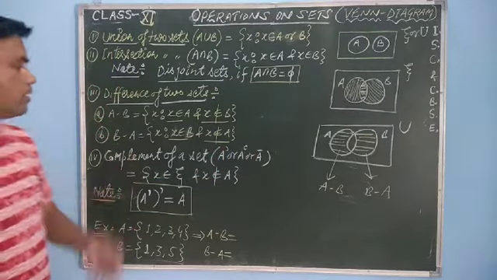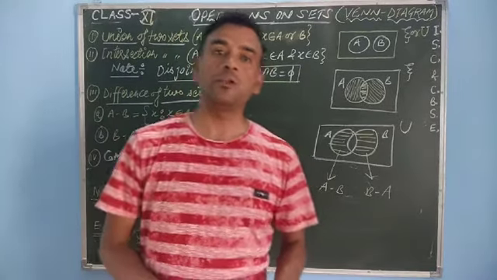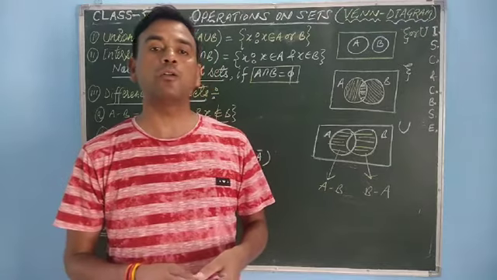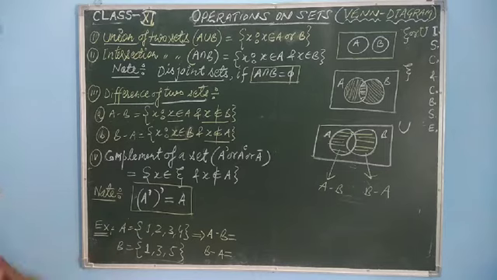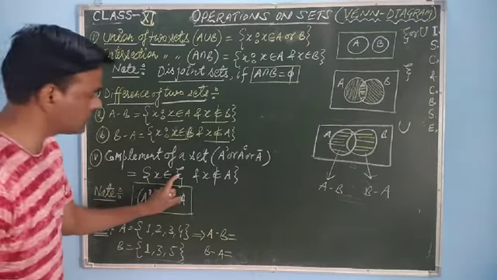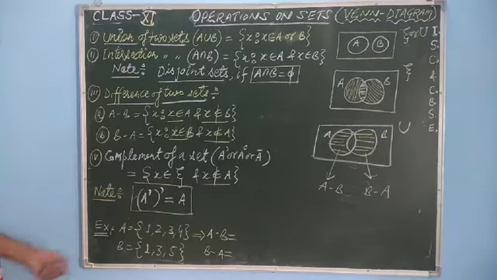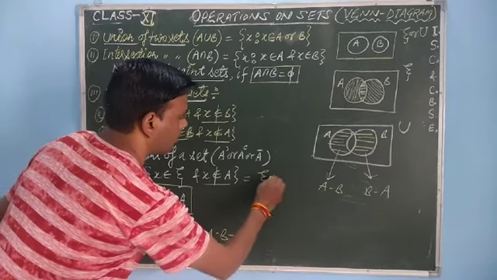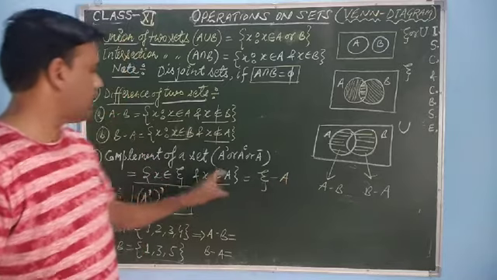Okay. Now the next one is the complement of a set, represented by A dash or A^C. Complement of a set means when we have a universal set U and a subset A, then all those elements which belong to the universal set and which do not belong to set A are represented by A dash. In set builder form, those elements which belong to the universal set but do not belong to A are said to be the complement of set A. You can write this mathematically as U minus A.